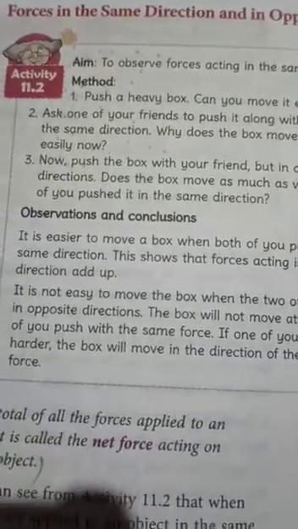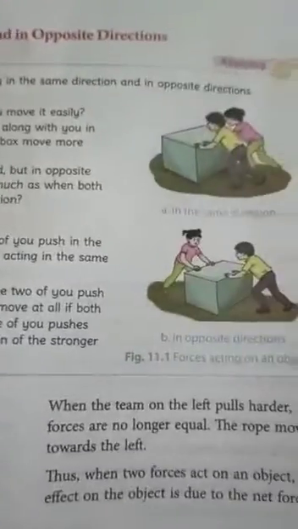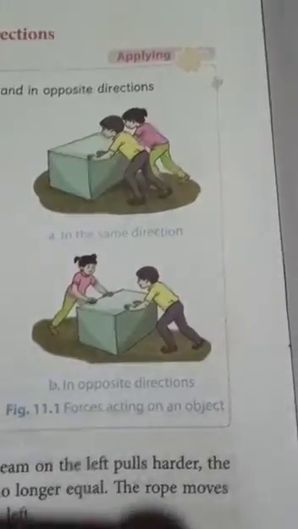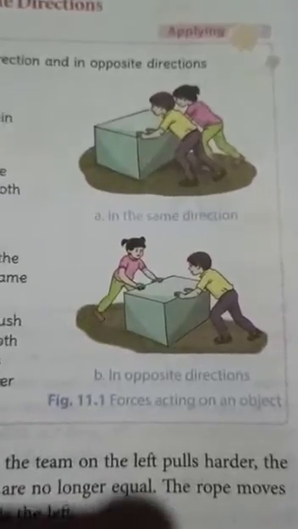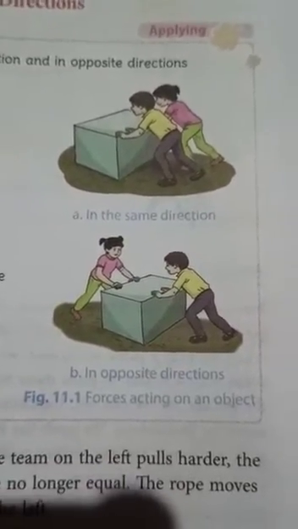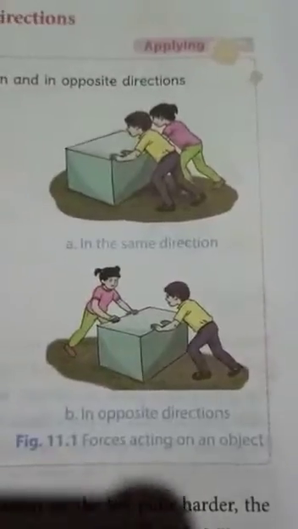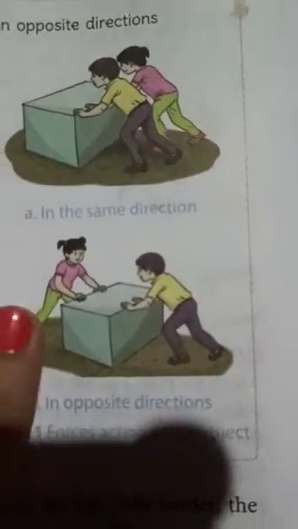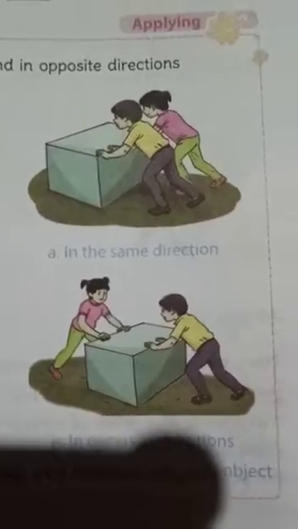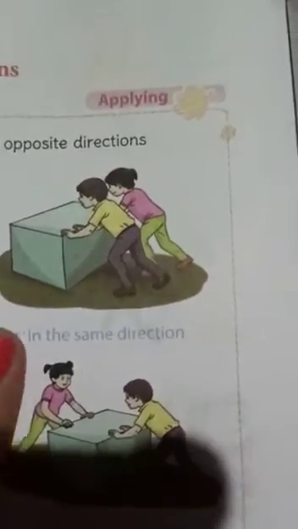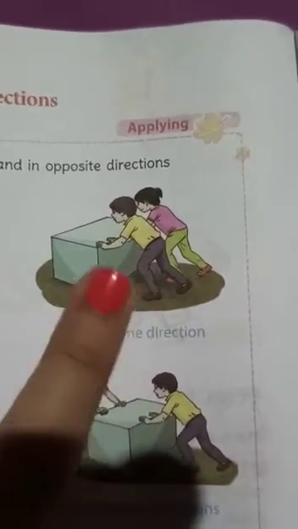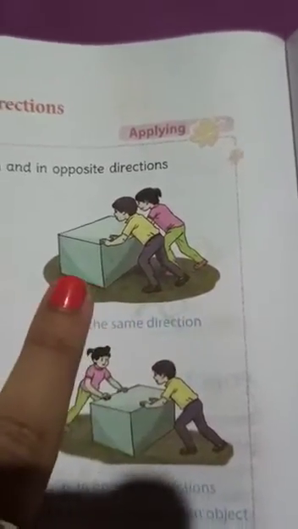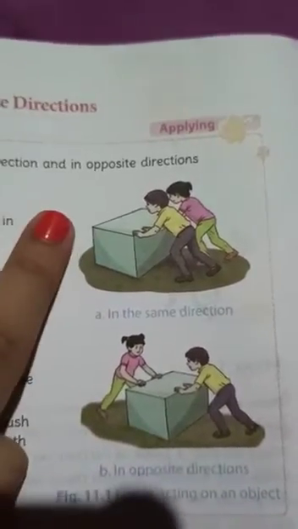For example, you see in activity 11.2, forces in the same direction and in the opposite direction. More than two forces are applied to an object. In this experiment, I will be discussing the net force. In figure A, you can see a boy and a girl pushing a box. They are applying force on the box in the same direction, that is, to the left.